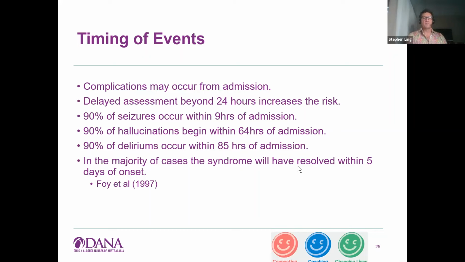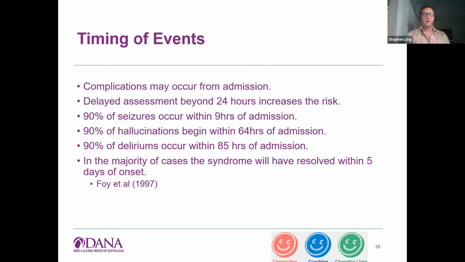And what Aidan's team were able to conclude were that complications could happen anytime from admission to hospital. So we need to remember that the patient may not have been drinking for some time before they presented to the hospital. And that can be the case for outpatient treatment as well. You cannot be certain of the patient's last drink. What they determined was that delayed assessment beyond 24 hours was the most dangerous aspect that could increase the risk of an alcohol withdrawal. So if you delay assessment, the patient is more likely to experience a complicated withdrawal.